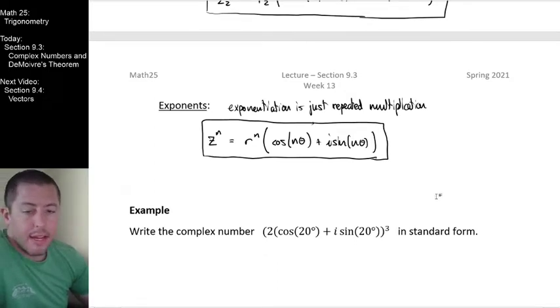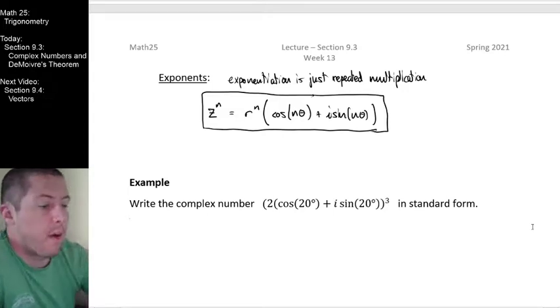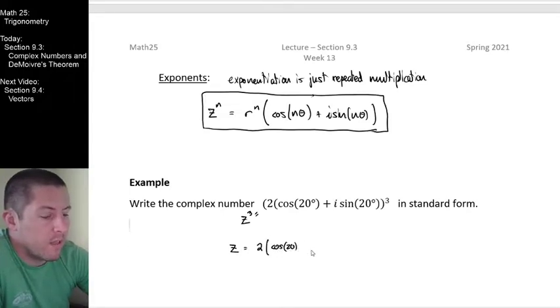So let's go ahead and see an example of this. Let's write this complex number in standard form. Notice, very importantly, the complex number that I'm referring to has a cube on it right there. So what I'm thinking to myself is that this is what I'm going to call z cubed. That says to me that z is just 2 times cosine 20 plus i sine 20.